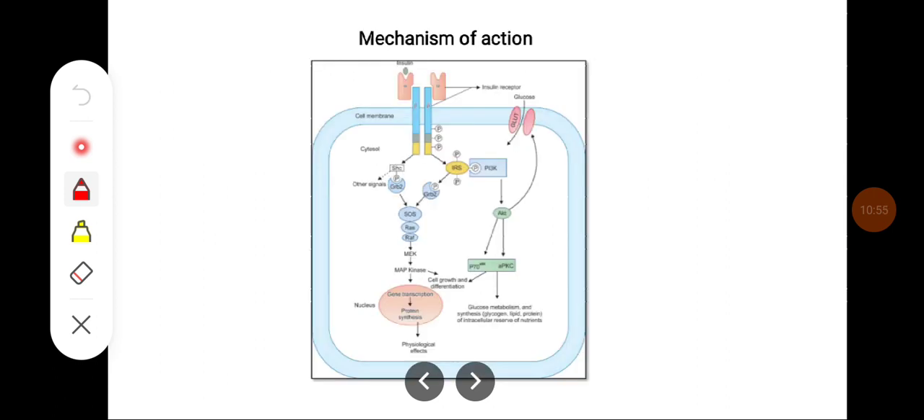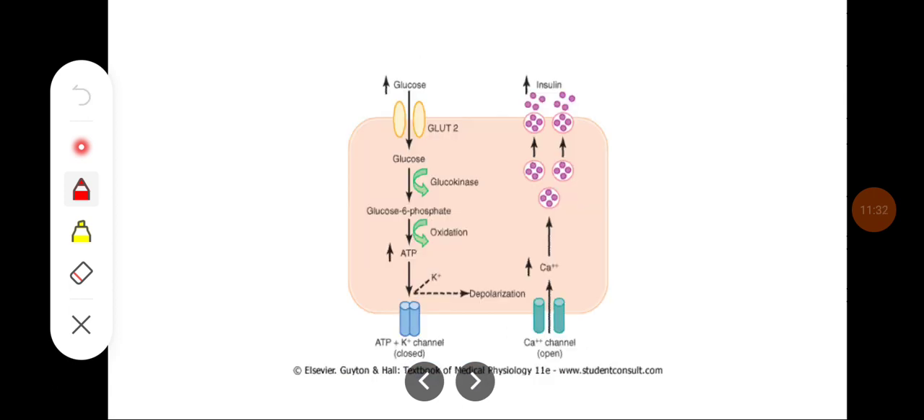So this is another mechanism of action of the insulin by different molecular pathways. They are going to increase the gene transcription through the different pathways, and they are also going to control the metabolism of the glucose mainly by the AKT pathway.